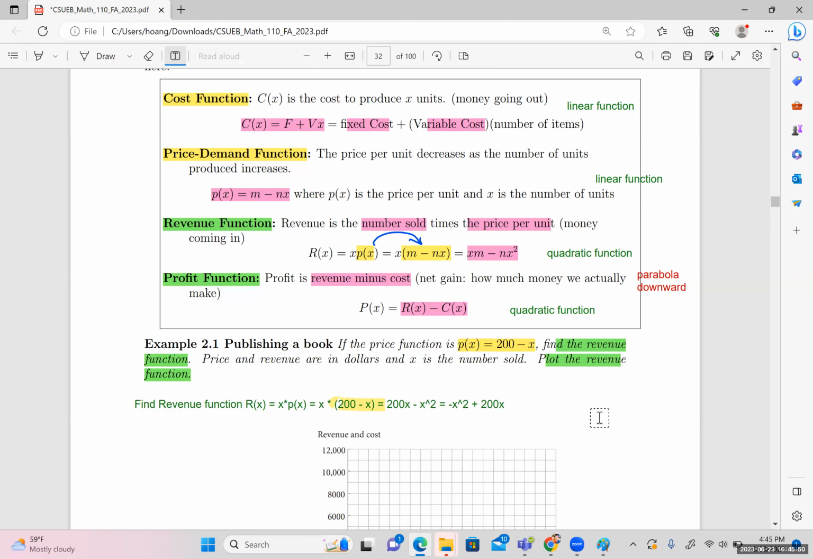So this is a quadratic function with a equal to -1, b equal to 200, c equal to 0. And keep in mind that since a equals -1, which is less than 0, we must have a downward parabola.